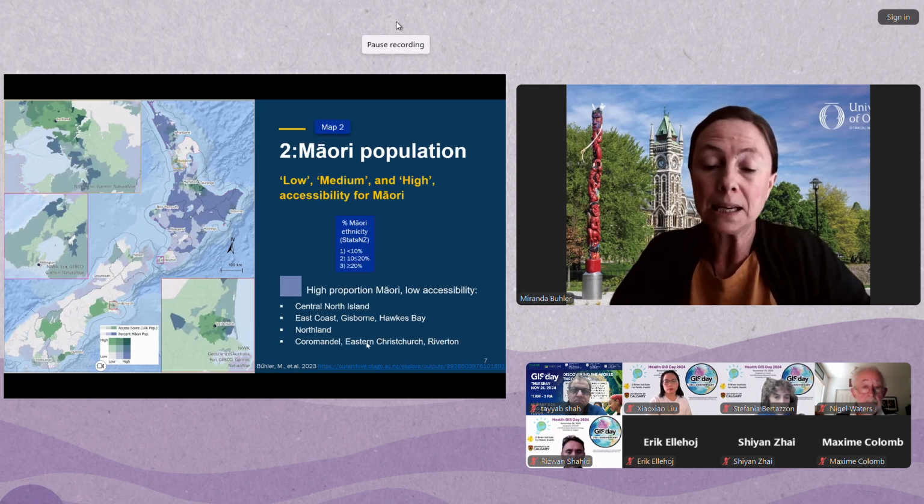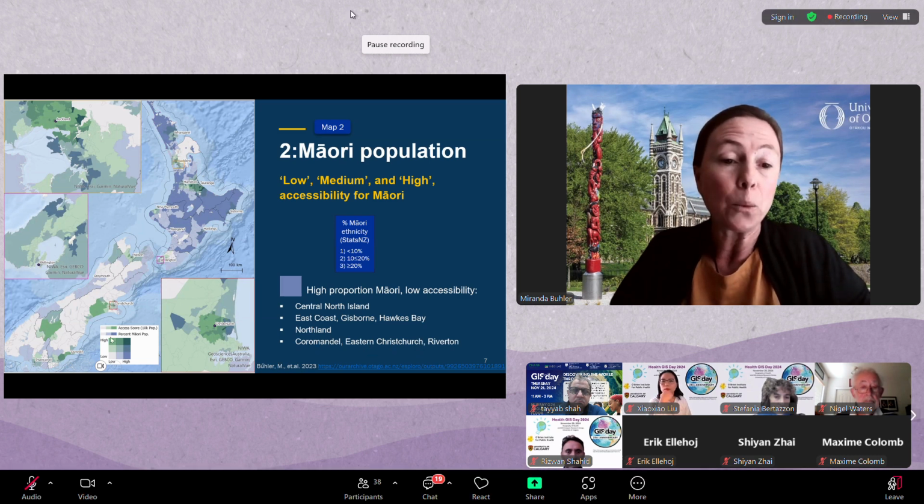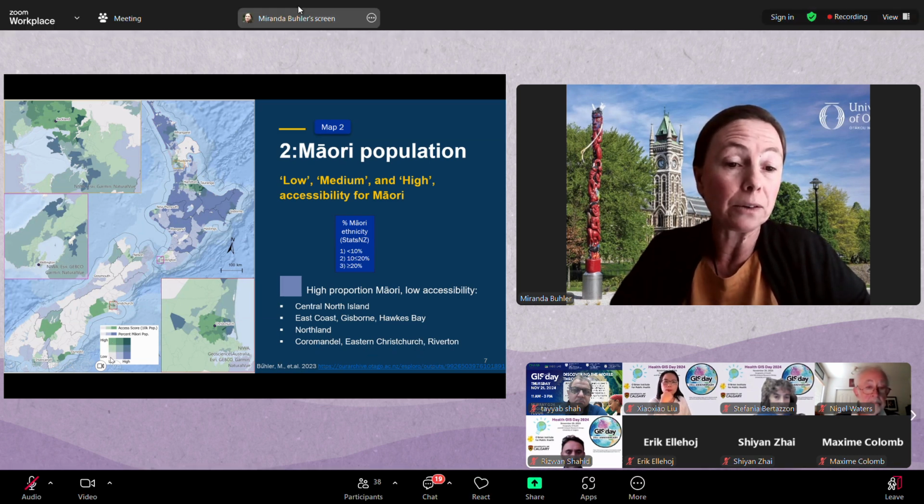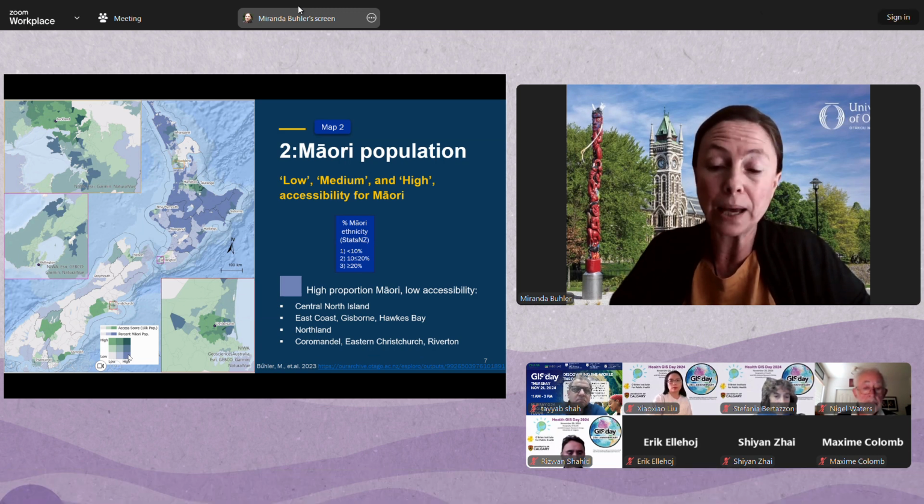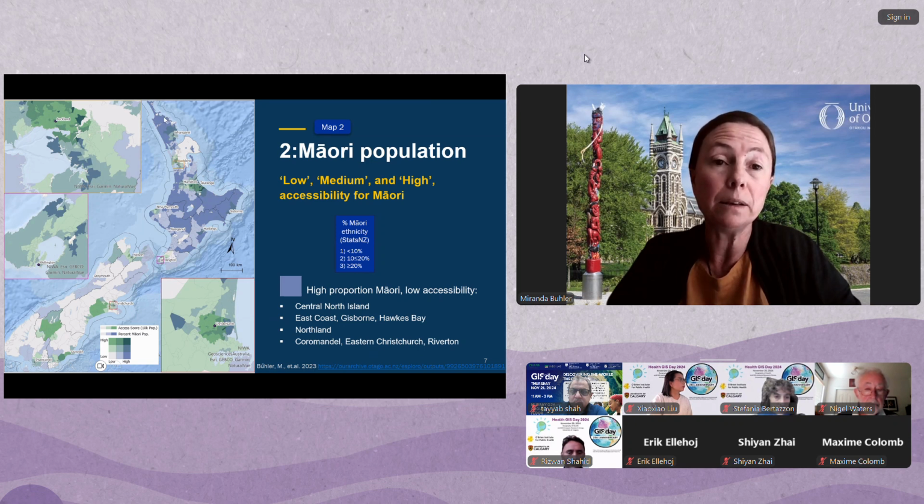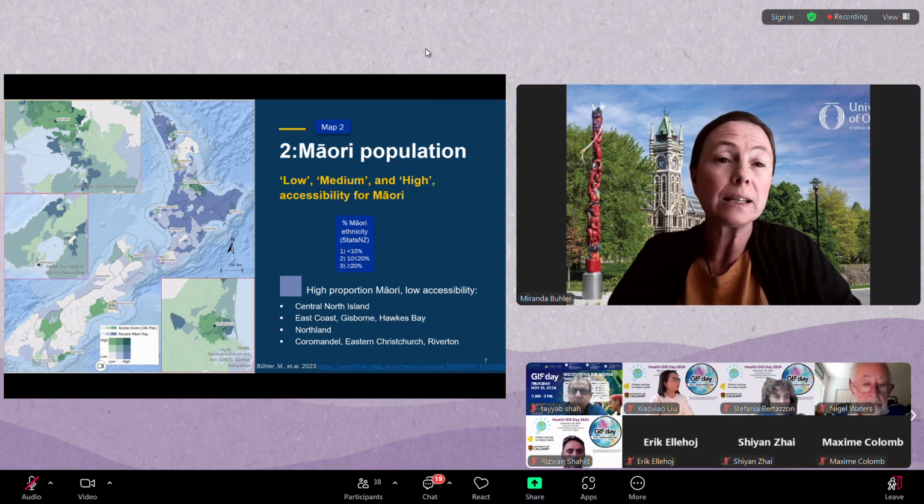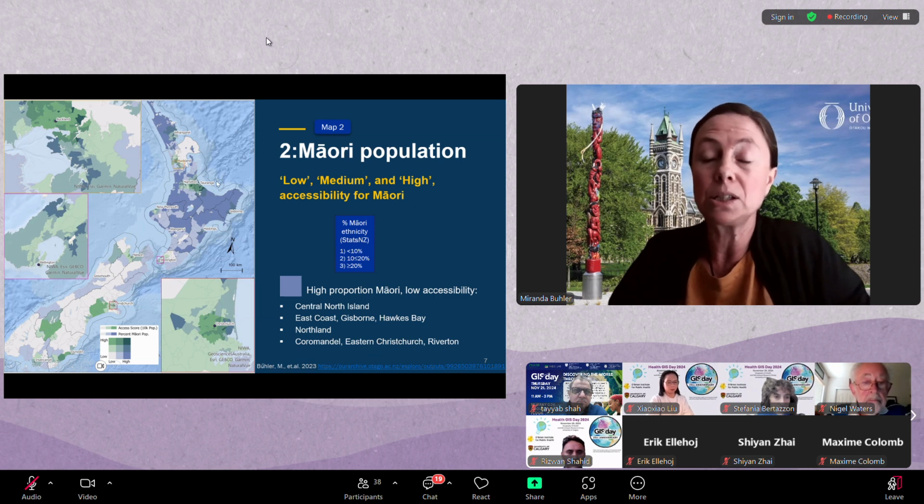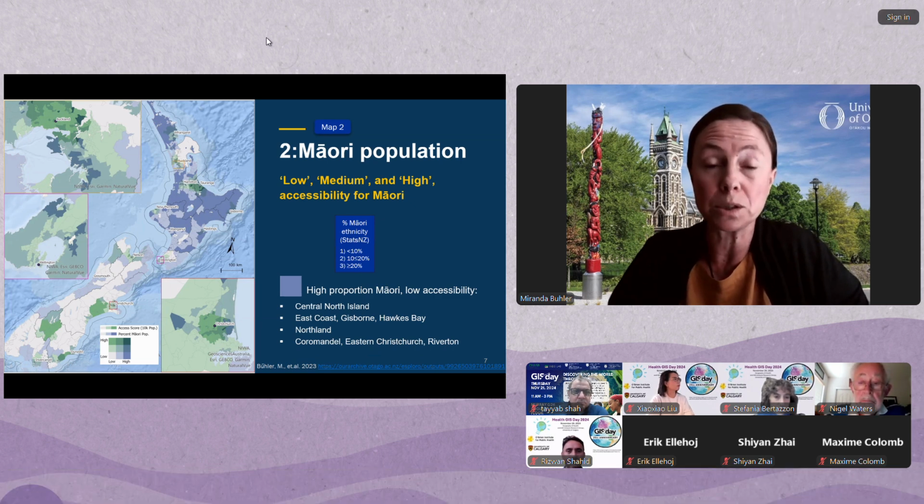So for Māori population, we're able to see where there's low accessibility down on this wee legend here. High proportion Māori population is this deep blue colour, and that's largely around the central North Island, this east coast area and up in the far north. So these are target areas for interventions to increase physiotherapy workforce deployment.